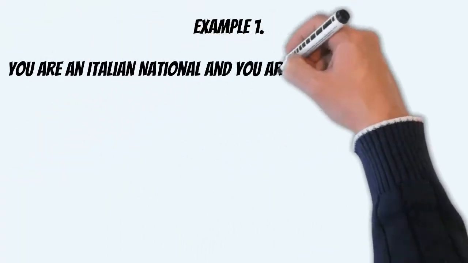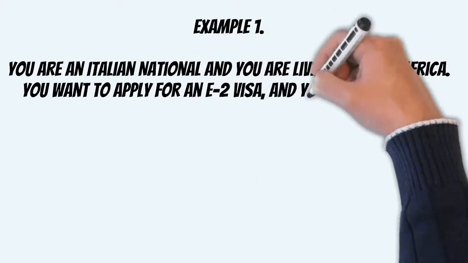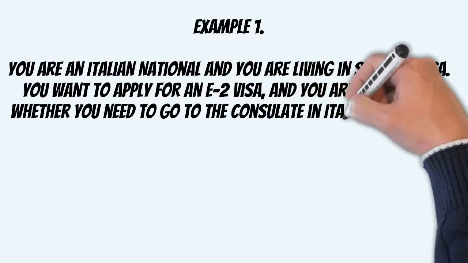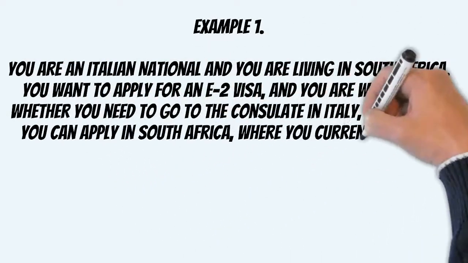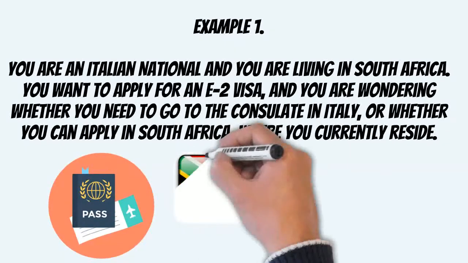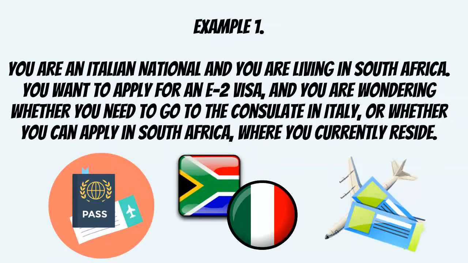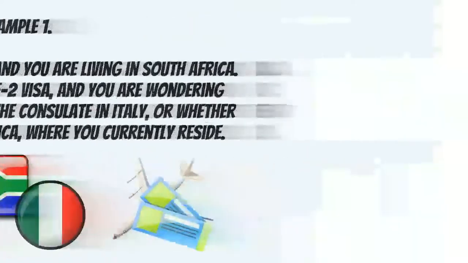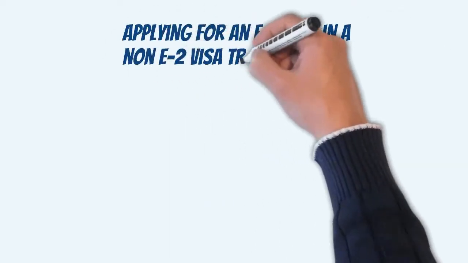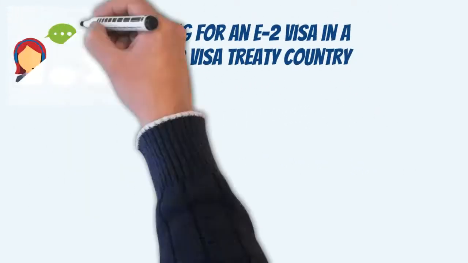Let's look at two examples. Example 1. You are an Italian national and you are living in South Africa. You want to apply for an E2 visa, and you are wondering whether you need to go to the consulate in Italy, or whether you can apply in South Africa, where you currently reside. This is an example of applying for an E2 visa in a non-E2 visa treaty country.